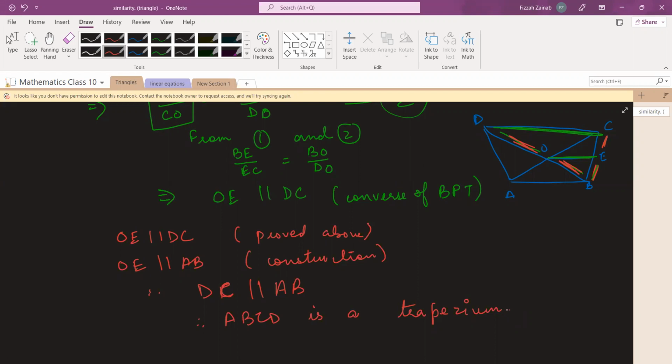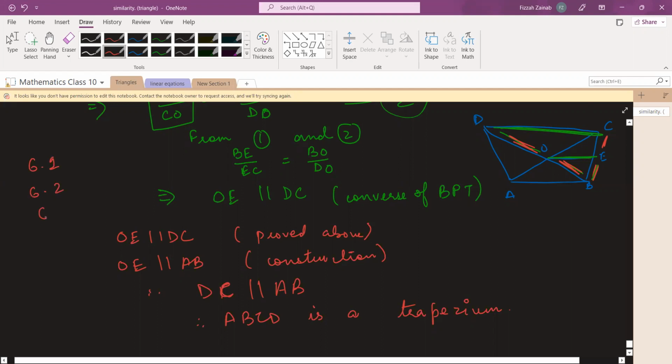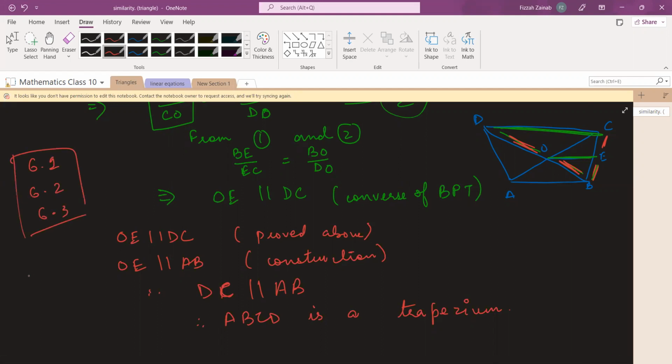So this exercise is over. 6.2. Only 6.3 is remaining. Let me just check the syllabus again. So in the syllabus, 6.4 and 6.5 are deleted. Everyone please note. So you have to do only these exercises: 6.1, 6.2 and 6.3 only. So 6.4 and 6.5 are deleted. You can please note it down somewhere.